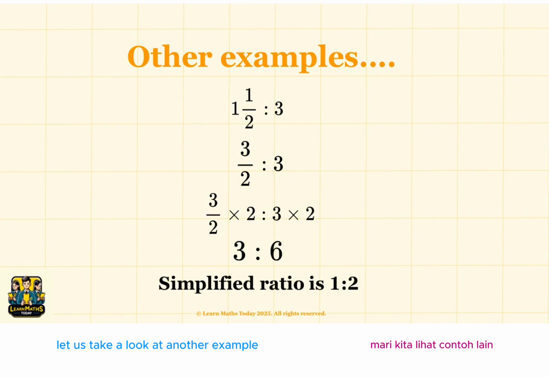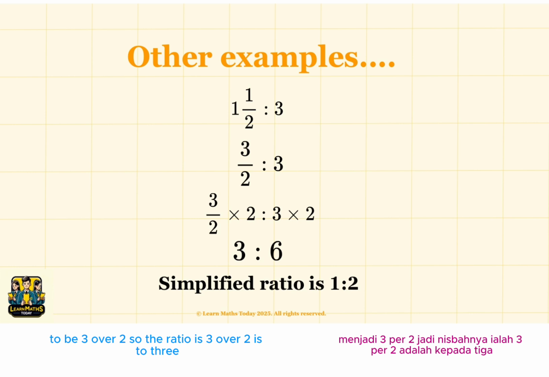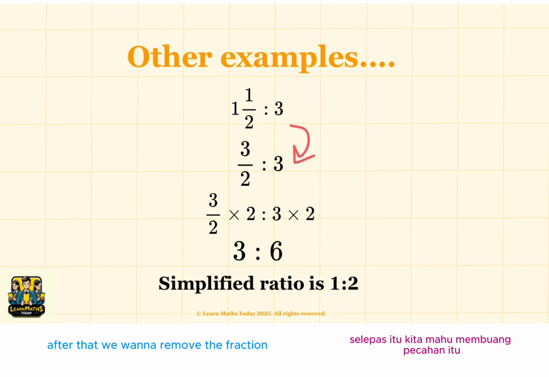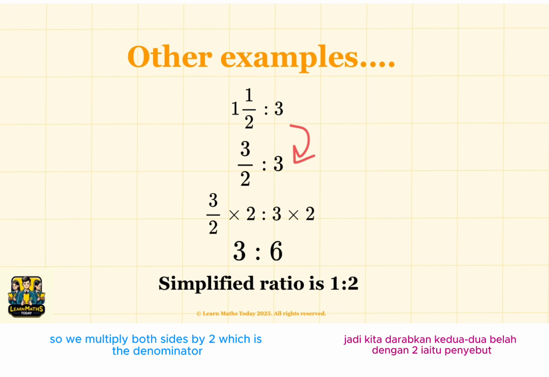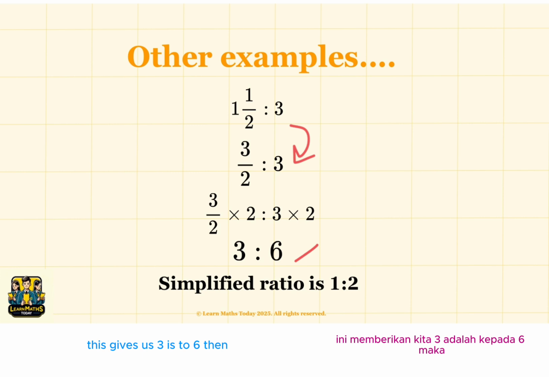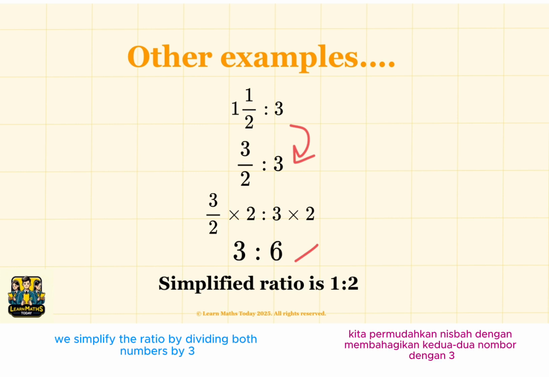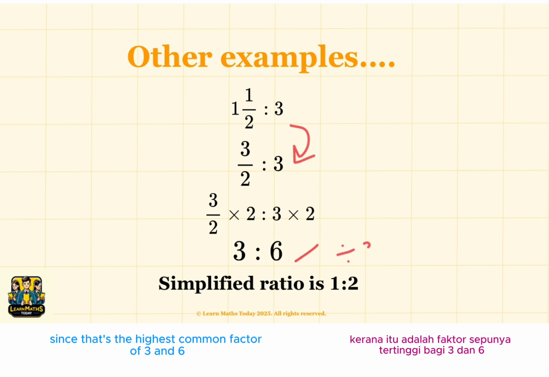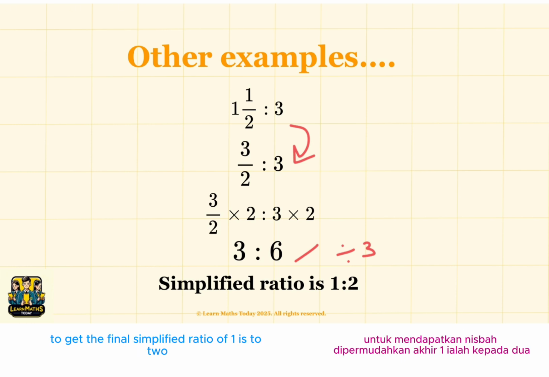Let us take a look at another example. First, we convert the mixed number to get an improper fraction to be 3/2. So the ratio is 3/2:3. After that, we want to remove the fraction, so we multiply both sides by 2, which is the denominator. This gives us 3:6. Then we simplify the ratio by dividing both numbers by 3, since that's the highest common factor of 3 and 6, to get the final simplified ratio of 1:2.